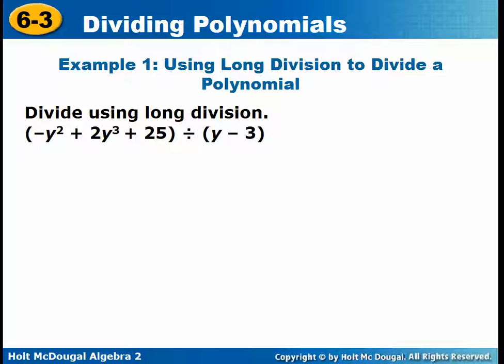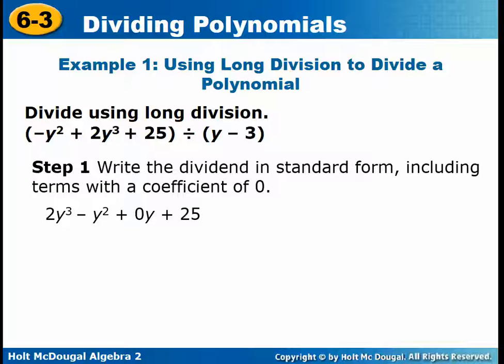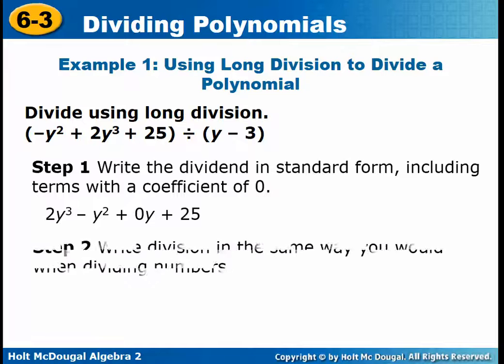To divide this problem with long division, first of all, both of your parts, your dividend and your divisor, need to be written in standard form. So that would be 2y cubed minus y squared plus 0y plus 25. So you might have to use placeholders. In this example, we have to use the term 0y to keep its place.